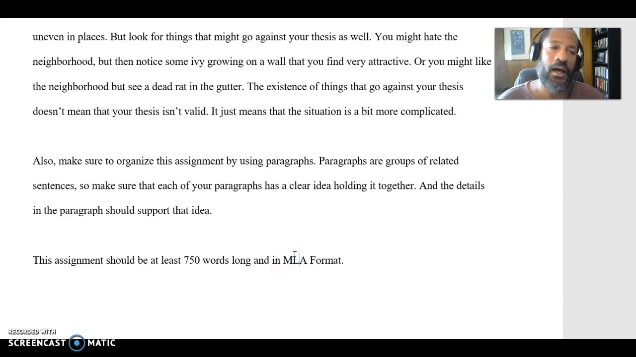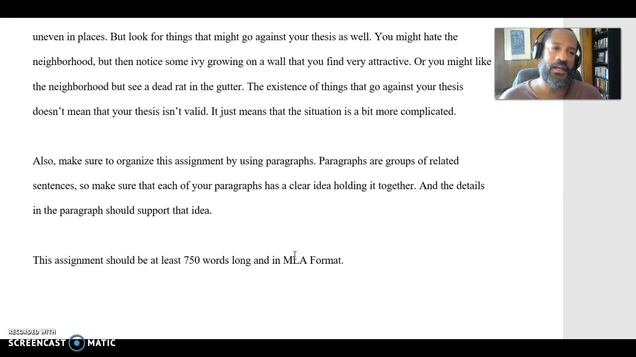This assignment should be at least 750 words long and in MLA format. And so that 750 words is due by the end of next week. But I do want, by the time we come into class on Monday the 20th, I want you to have 200 words just to show that you've kind of started this. So you want to begin working on that this weekend.